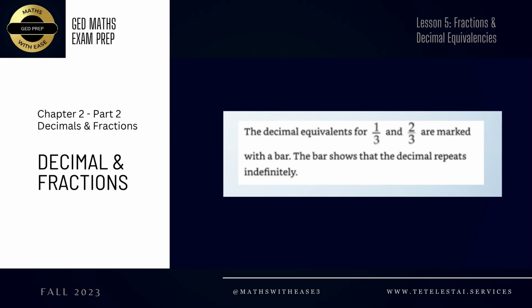And so that's essentially what this slide is saying, that the decimal equivalents for 1/3 and 2/3 are marked with a bar, and the bar just essentially indicates that the decimal repeats indefinitely.